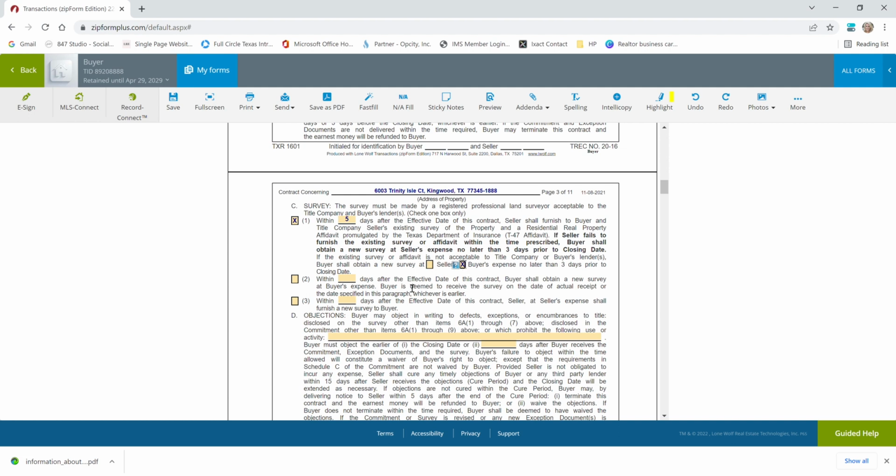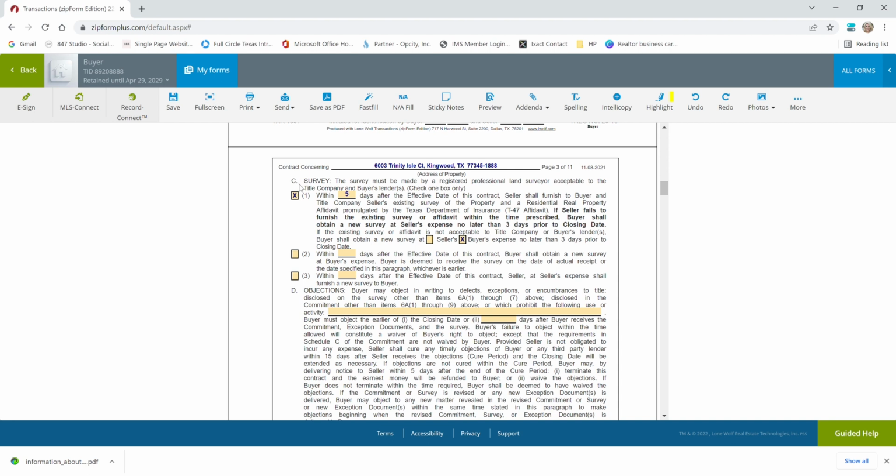If they do not have a survey, you can mark box 2 or 3 when it says within a certain amount of days, the buyer shall obtain a new survey at buyer's expense. Buyer is deemed to receive the survey on the date the actual receipt of the date was received in the paragraph, whichever is earlier. Box 3 states within blank days after the effective date of the contract, seller at seller's expense shall furnish a new survey to the buyer.